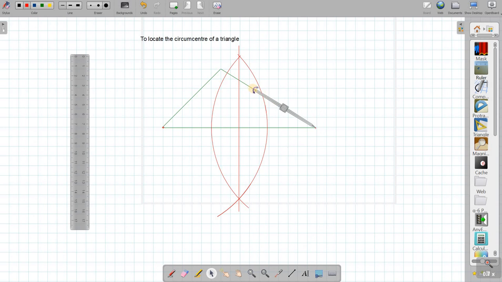So now I can draw one more arc here like this. I'll have to draw from this side also, so I can draw something like this. And the other end of the line segment is now here. I'll have to draw the line, so I will just keep it here.